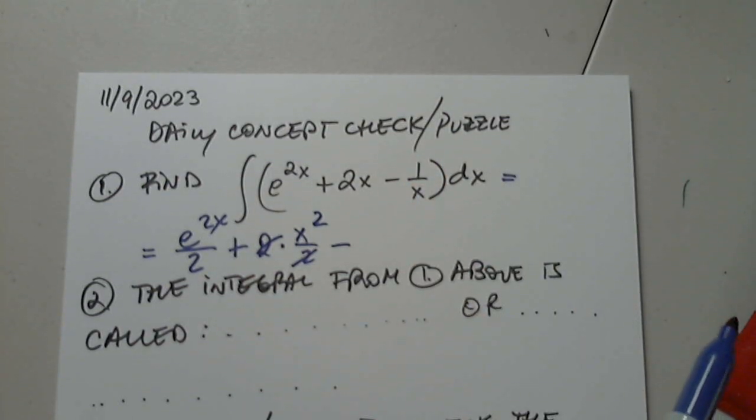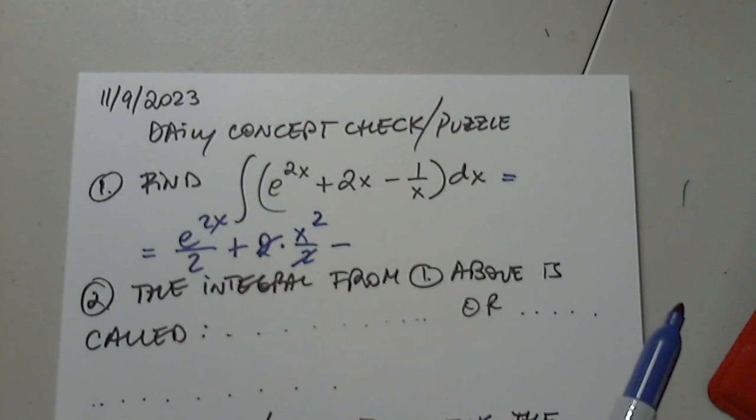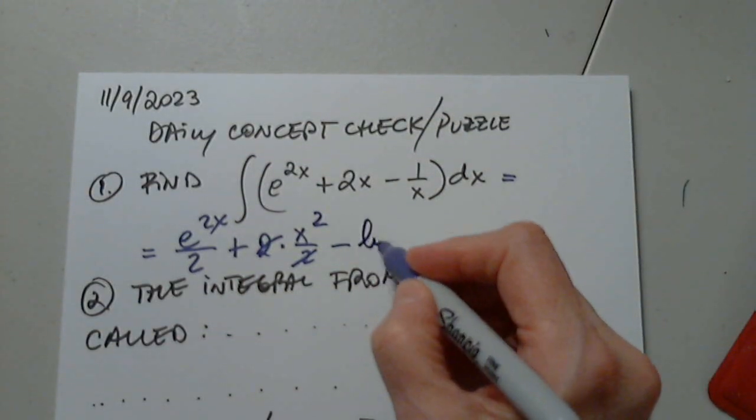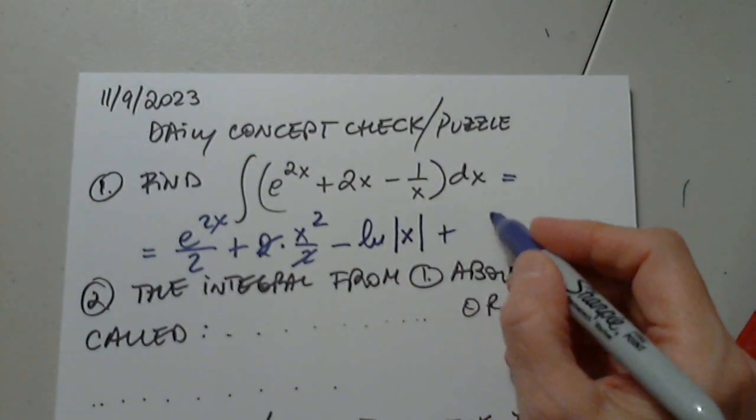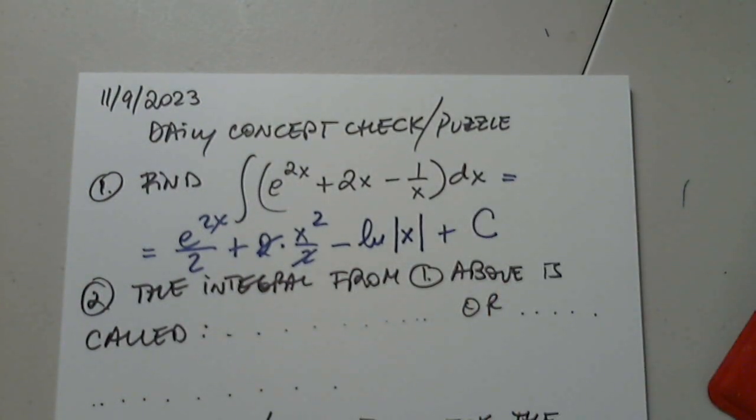There is a function that we differentiate and we get 1 over x. ln x. Very good. Don't forget to write the absolute value of x. Awesome. Plus, of course, a constant c.